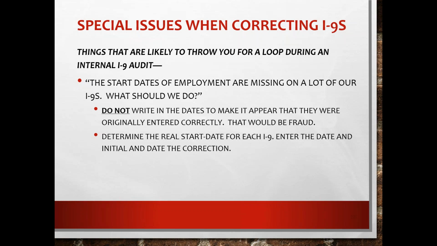Okay. Start dates of employment are missing on a lot of our I-9s on Section 2. What should we do? And usually the follow-up to that is, we know all the start dates because I have this spreadsheet that tells me when everyone started work, so can't we just write those in?